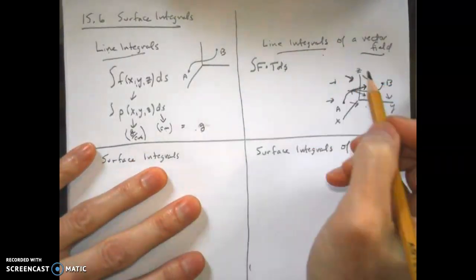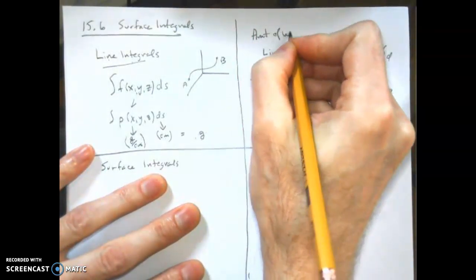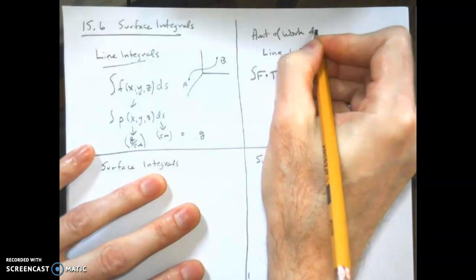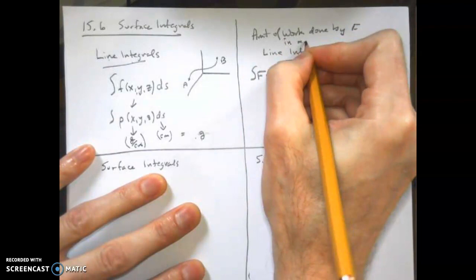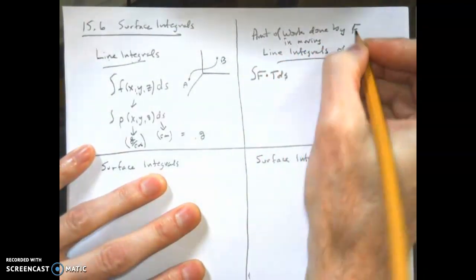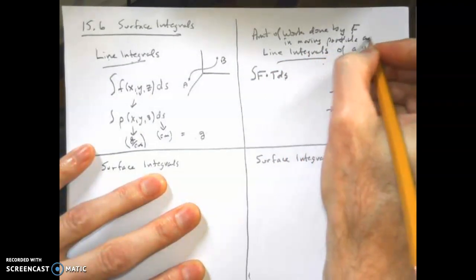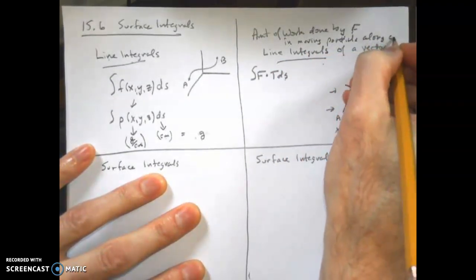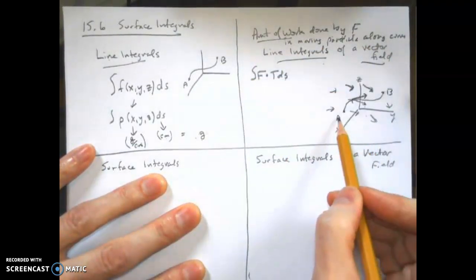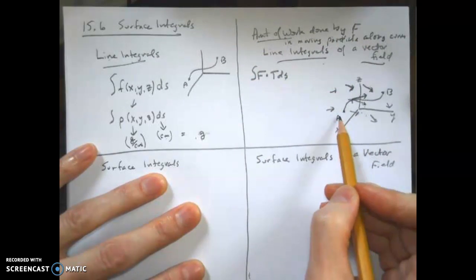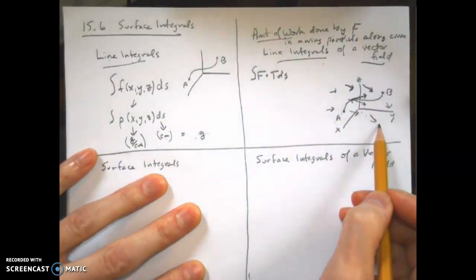But the line integral of a vector field is defined as the amount of work done by the vector field in moving your particle along your curve. Okay, so it's the amount of work done by your vector field. How much work is this vector field doing to help you move from point A to point B along this curve, traveling through this vector field?